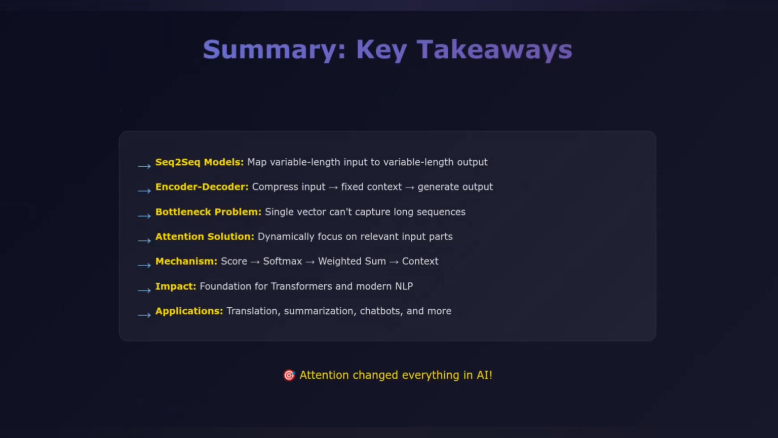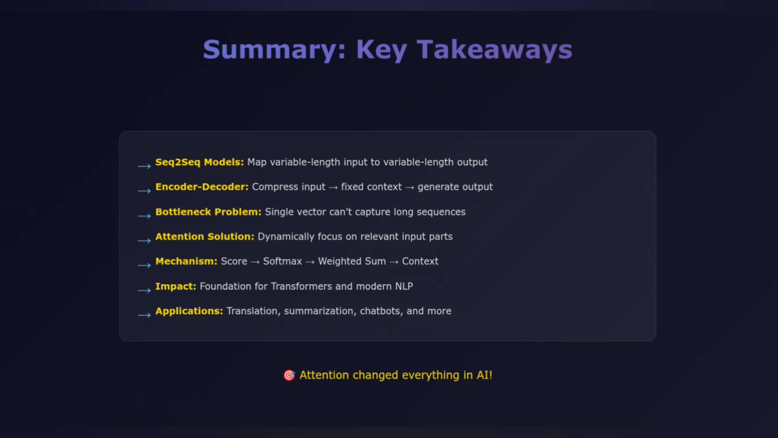All right, let's recap everything we've learned today. 1. Seq2Seq models map variable length inputs to variable length outputs. They're the foundation of many NLP tasks. 2. The classic encoder-decoder architecture compresses input into a fixed context vector, which the decoder uses to generate output. 3. This creates a bottleneck problem. One vector can't capture long sequences effectively.